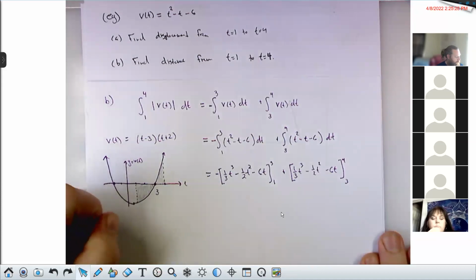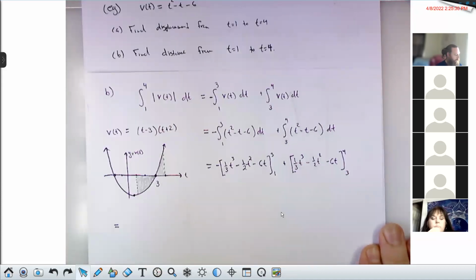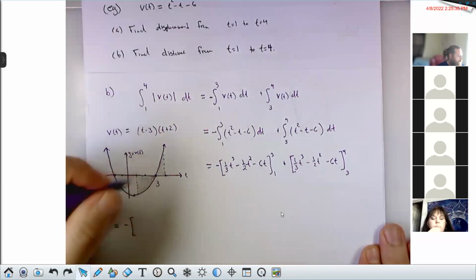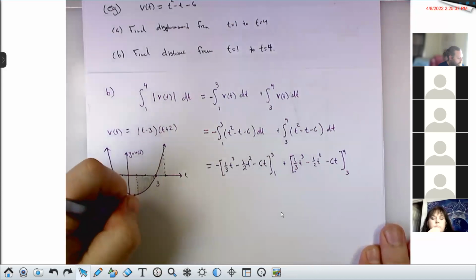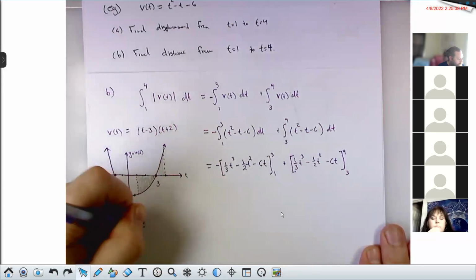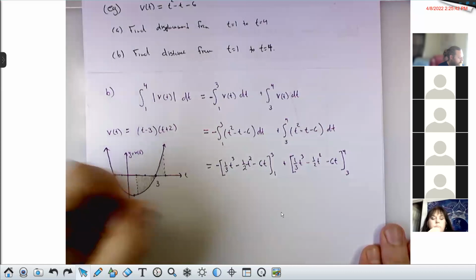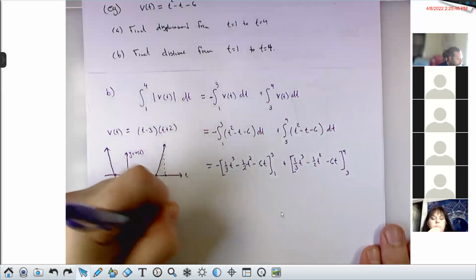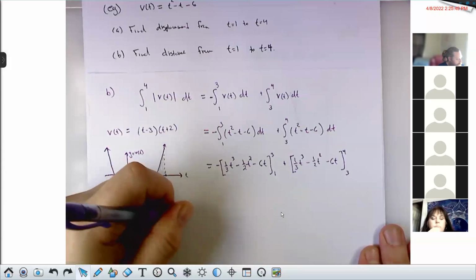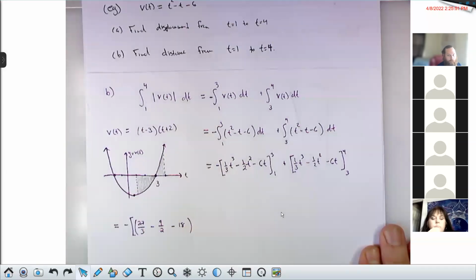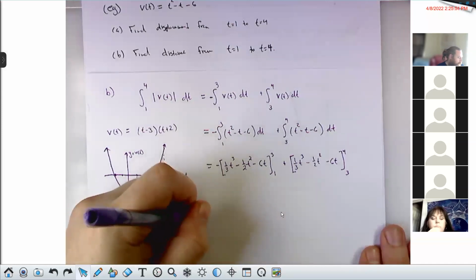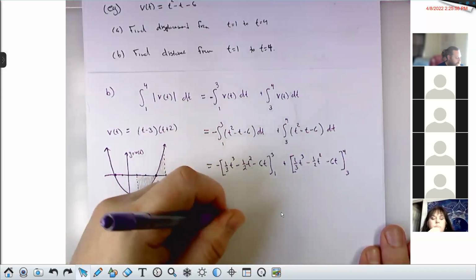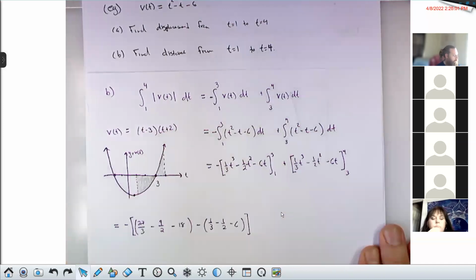Continue this down here. At the upper bound, negative bracket. 3 cubed is 27. So this is 27 thirds. Minus 3 squared is 9. So 9 halves. Minus 6 times 3 is 18. Minus what we have at the lower bound, which is 1/3 minus 1/2 minus 6. So there's the first bracket.